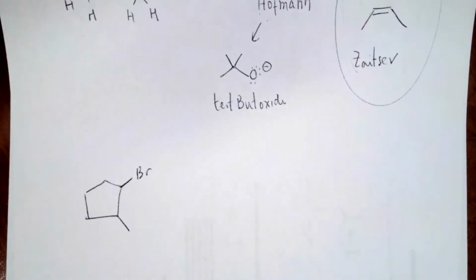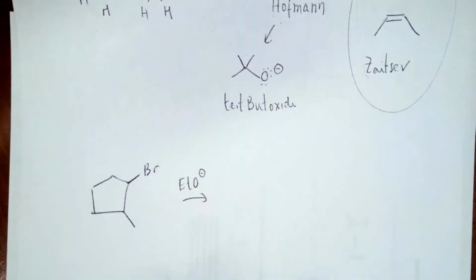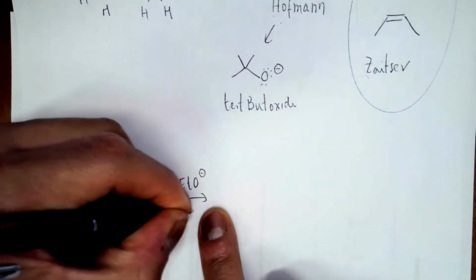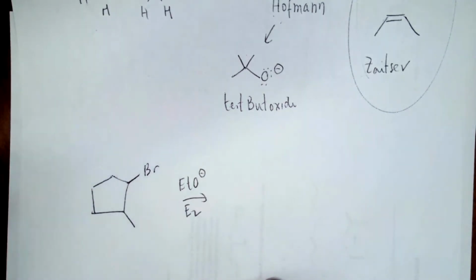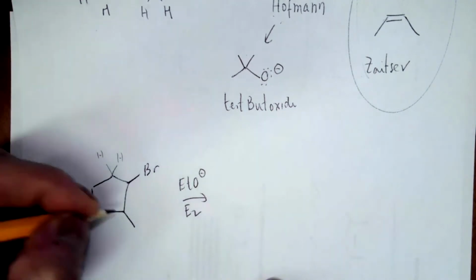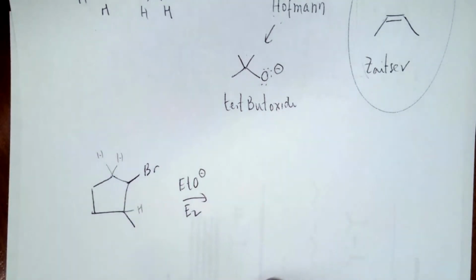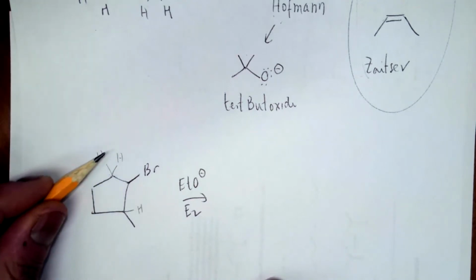Okay, I'm going to make it like this. If I mix it with ethoxide, I know ethoxide is a strong base, therefore it's going to do an E2 reaction. So what are my possibilities here? What are my beta hydrogens? You have beta hydrogens here too, and you have beta hydrogen here. Great. Those are beta position. This is alpha. This is beta position.